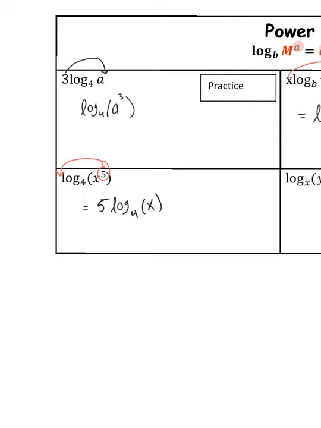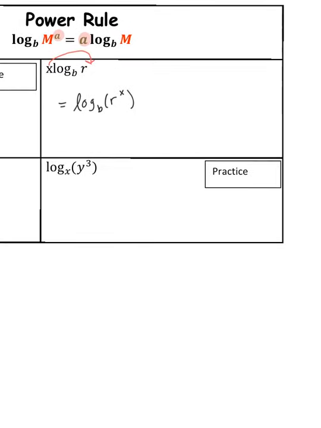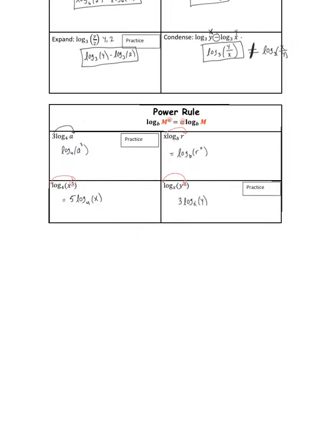Okay, pause the video. Go ahead and try the very last one that says practice. So on this one, you've got the 3 as the exponent. You're going to move it in front of the log. So this is going to be 3 log base x of y. That's my answer. Okay, so this concludes your video over log properties.